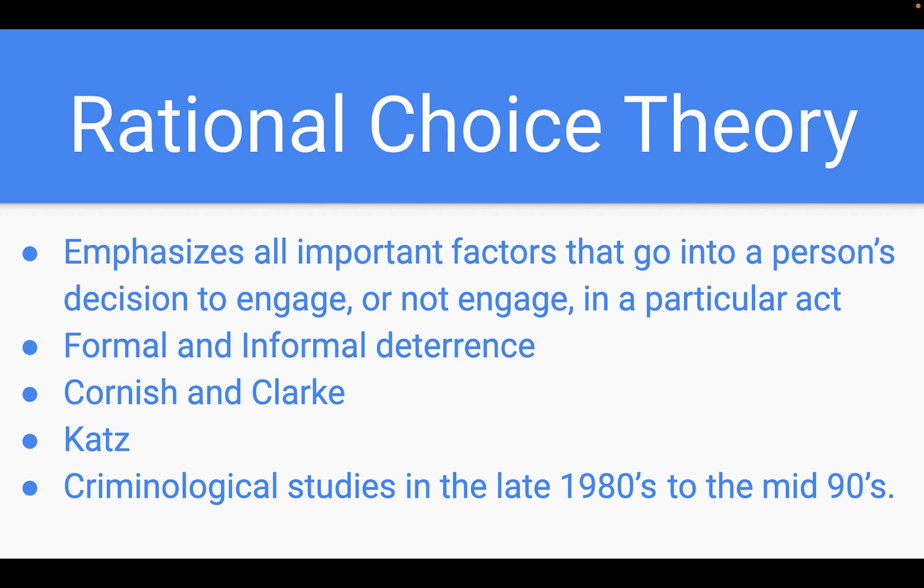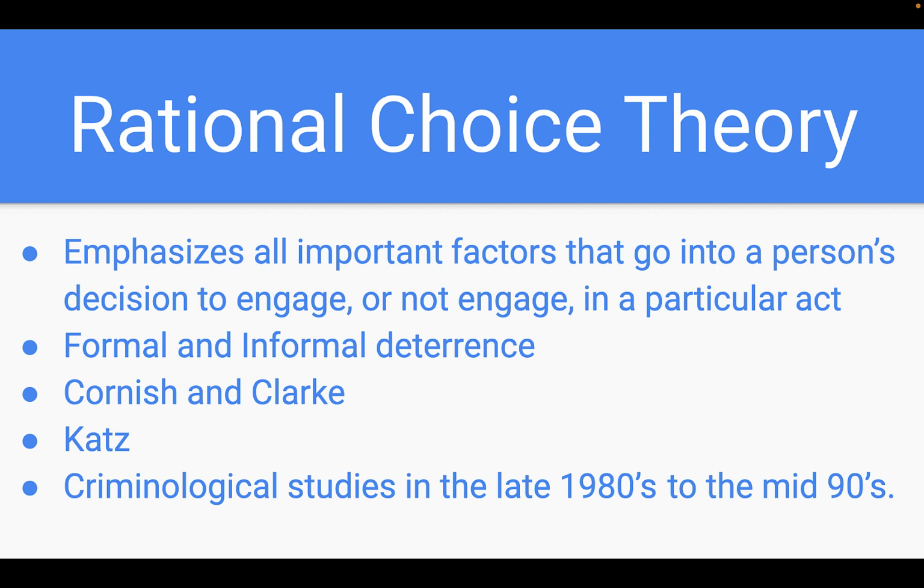And some of this is coming from significant works like Cornish and Clarke's The Reasoning Criminal, Rational Choice Perspectives on Offending, or around the same time Katz had his book Seduction of Crime, that really was one of the first to place an emphasis on the benefit of committing crime, not just as money or things like that, but how it can feel. The idea that it can be fun to commit crime.